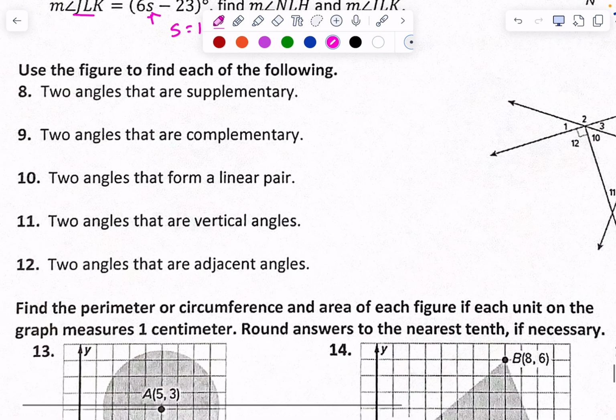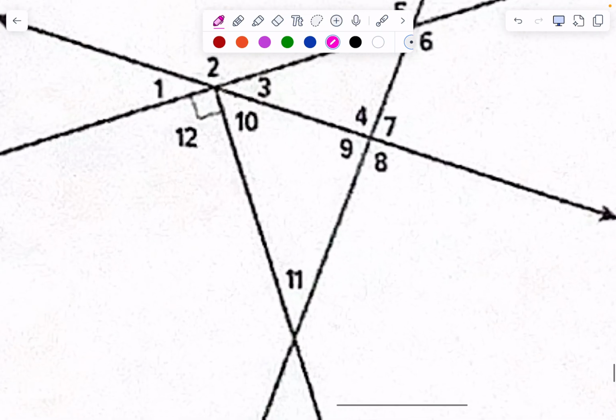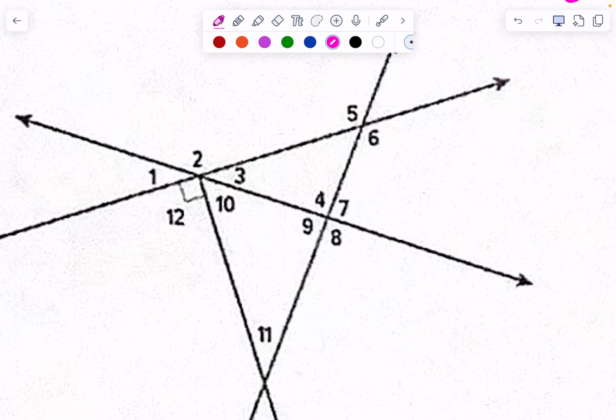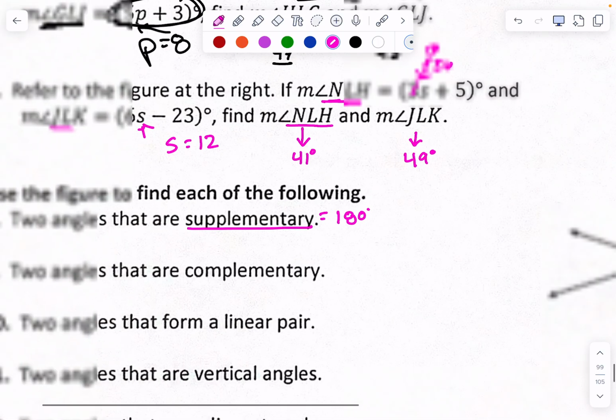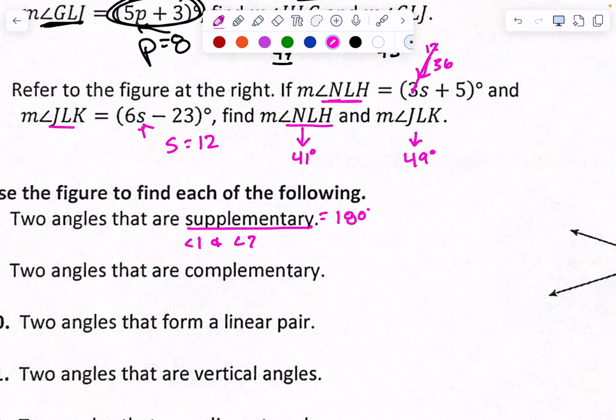All right, now we got angle pairs. Okay, number 8. Two angles that are supplementary. What does supplementary mean? 180. How do I know if they're supposed to add up to be 180 if none of them are labeled? If they're on a straight line. So give me two angles that live on a straight line. Angle 1 and angle 2. Those are supplementary. There are multiple answers to that.